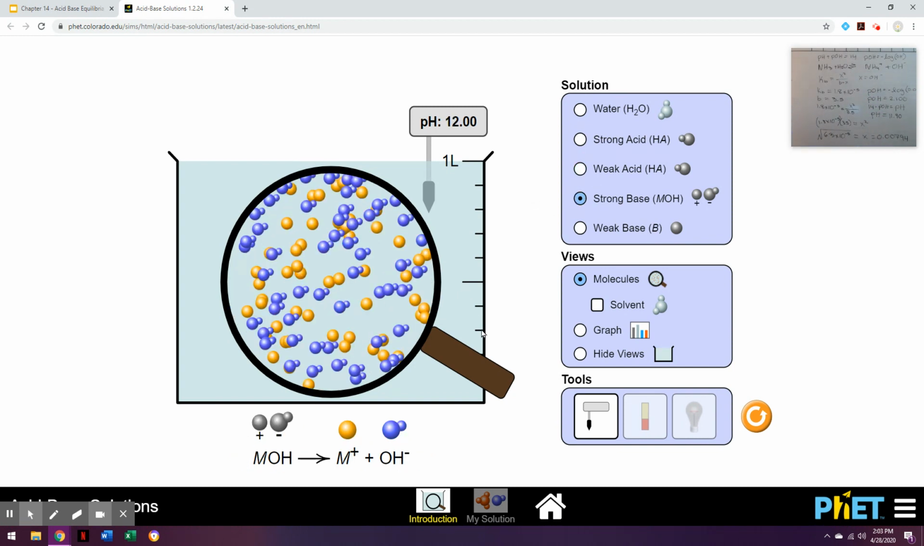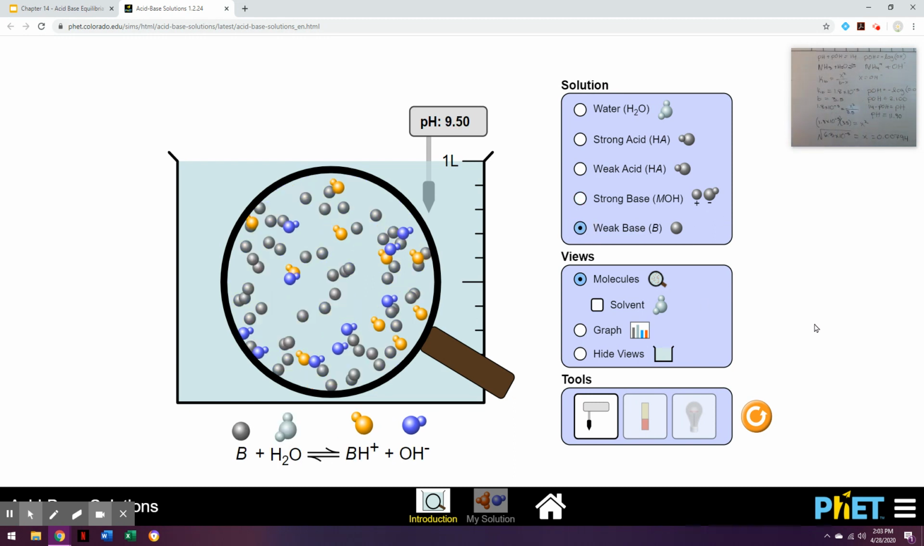Same with the strong base. You can see they're using M instead of B in this equation. M hydroxide is your base, and it turns into M plus and OH minus. Those are pictured with your blue and yellow molecules. Now, if we have a weak base, they're using B as your base, with water. You can see that there's a lot of base left over and only a little bit of it turned into your BH plus and your OH minus. So that's a good way to visualize how complete dissociation is different from partial dissociation.